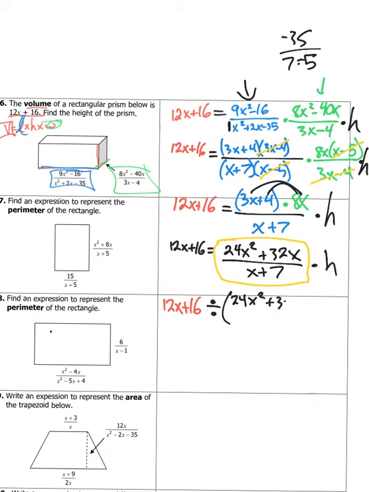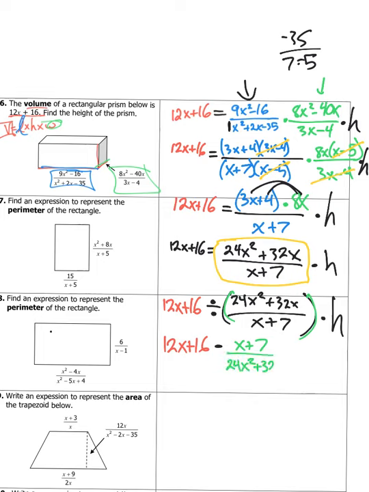Okay, and there's a reason why I'm writing it out this way. The reason is because if I'm dividing by a fraction, it's just like keep the first, change this to multiplication, and now I'm going to flip this guy so that it's x plus 7 up top, and then the 24x squared plus 32x on the bottom. Sorry, will equal h.